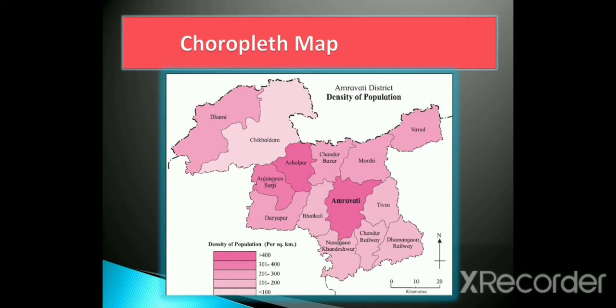Chikaldara has very less density of population. That's why Chikaldara's population is shown by the very lightest pink color, and the maximum value is given as more than 400. So Amravati and Achalpur, the population of these two places is shown with the dark pink color. This is the main point: regions with lesser values of geographical variables are shown by lighter tints and regions with higher values are shown by darker tints. As the value increases, the shades become darker. This is the method of showing density of population by using the choropleth method.